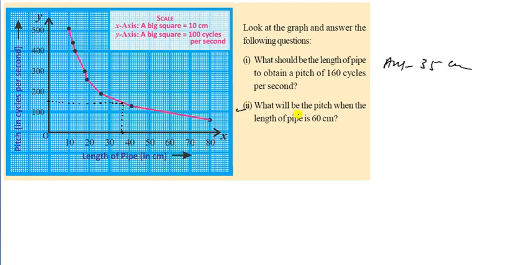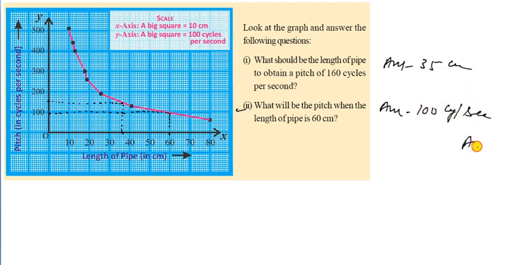Now second, what will be the pitch when the length of the pipe is 60 centimeters? You can see it is 60 centimeters. So you can draw upward and this one is moving to the left. So here it is only 100 cycles per second. So your answer will be 100 cycles per second.